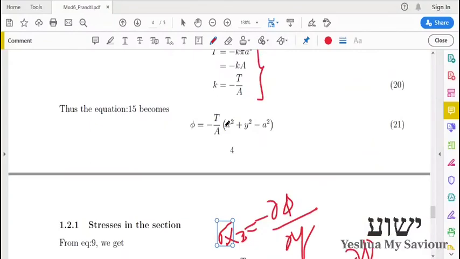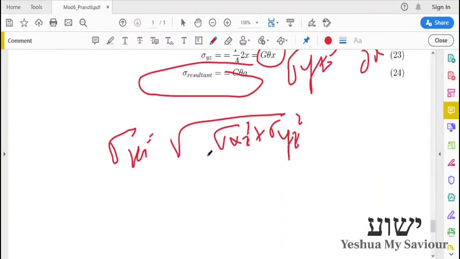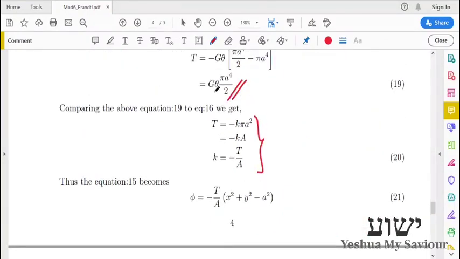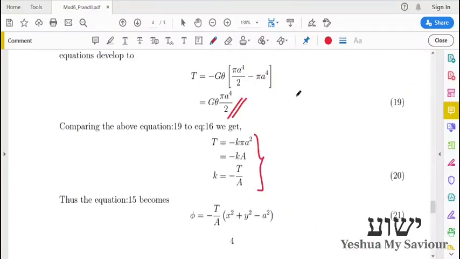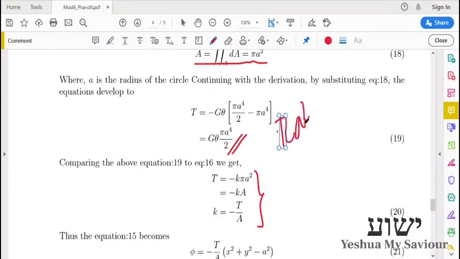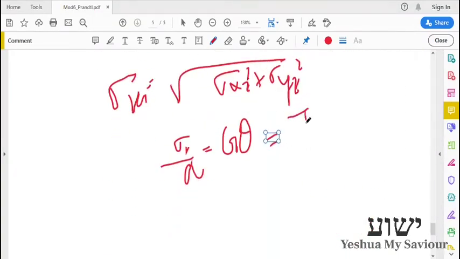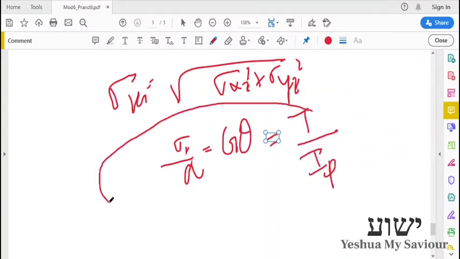So we can compare this, that is, tau by r is equal to g theta, where theta is the angle of twist per unit length, and we also have T is equal to g theta pi a square by 2. So this is the polar moment of inertia J. So from this we will get T by J is equal to G theta. So this is the same as the torsion equation.